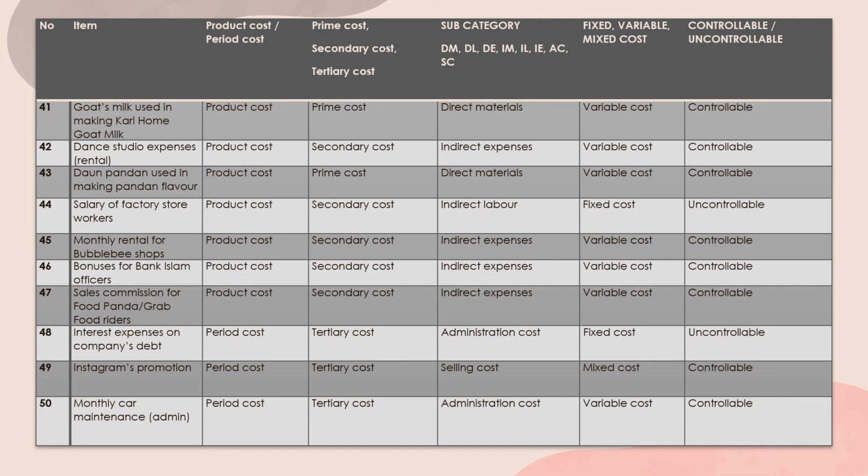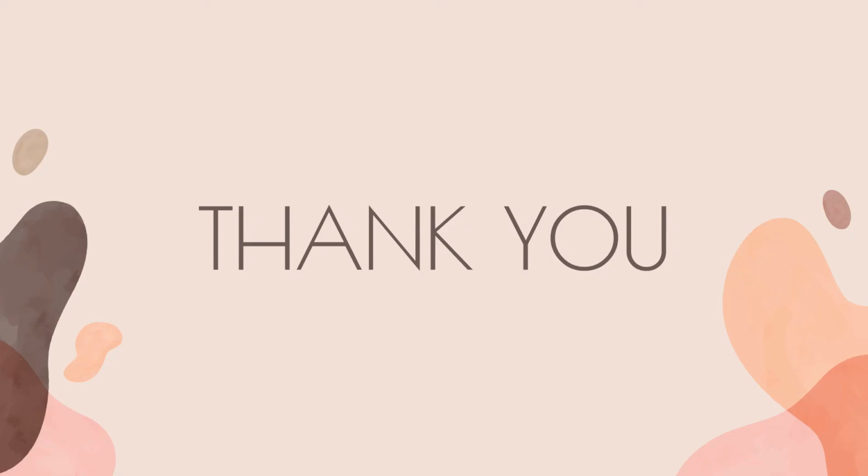Interest expenses on company's debt, period cost, tertiary cost, administration cost, fixed cost, and uncontrollable. Instagram promotion, period cost, tertiary cost, selling cost, mixed cost, and controllable. And the last one, 50. Monthly car maintenance for admin, period cost, tertiary cost, administration cost, variable cost, and controllable.